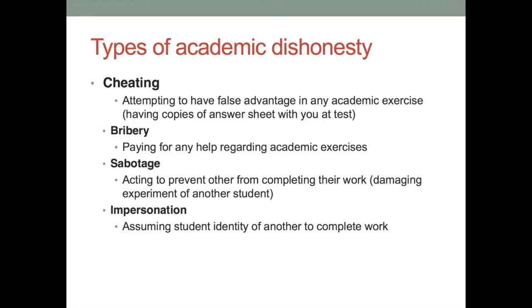Sabotage is acting to prevent another student from completing their work. For instance, damaging an experiment of another student's work in a science lab class. Impersonation is assuming student identity of another to complete work. Make sure you do not behave with academic dishonesty. Consequences could include failing a class or even being expelled from NAU.